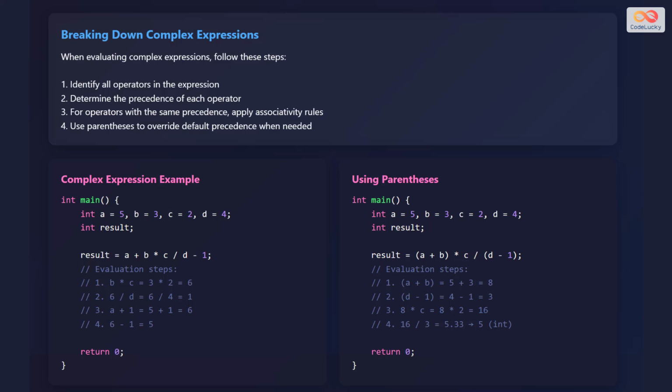Now let's look at another example where we use parentheses to modify the order of operations. The equation becomes result equals (a plus b) times c, divided by (d minus 1). Following the order of operations, we first evaluate a plus b, which is 5 plus 3, resulting in 8. Then we evaluate d minus 1, which is 4 minus 1, resulting in 3. Then 8 times c is evaluated, which is 8 times 2, resulting in 16. Lastly, 16 is divided by 3, resulting in 5 because it is integer division. So result equals 5.